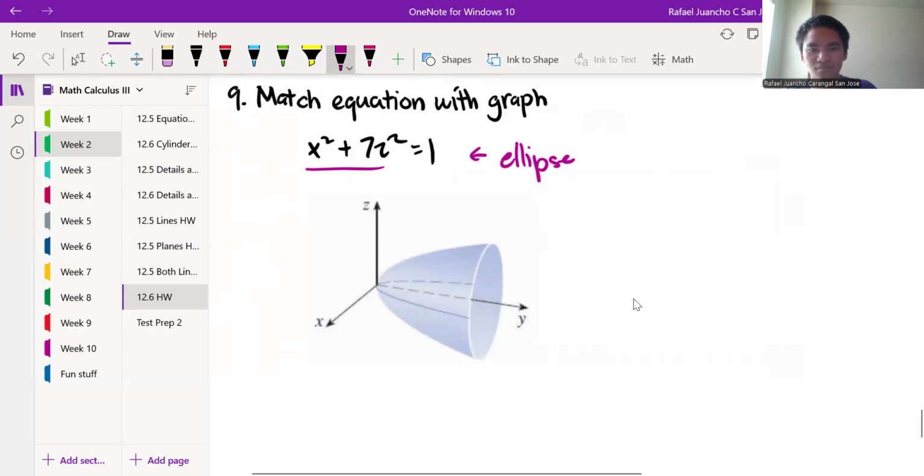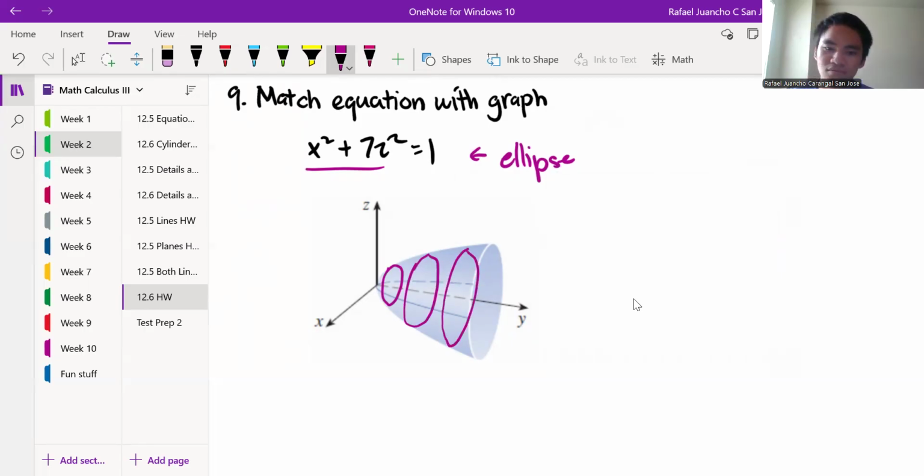In terms of the xz plane, that ellipse just keeps growing and growing and growing. And it's revolving around the y-axis. So it's definitely an elliptical cylinder, but just to be sure, I'm gonna check it.